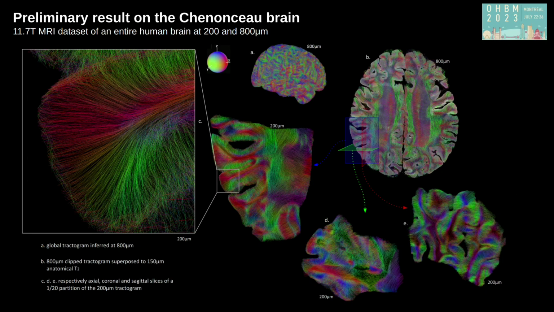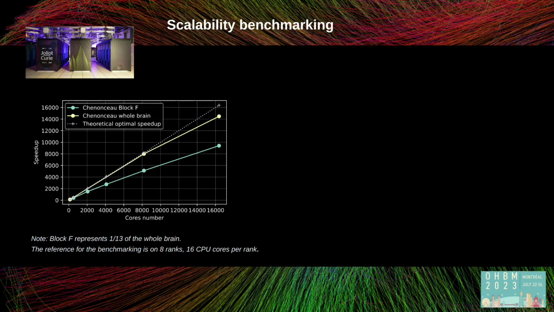These results were obtained in a 1 hour computation on 20 nodes with each 128 CPU cores, meaning around 2,500 CPU cores globally. We additionally performed some scalability tests to evaluate the algorithm behavior on large datasets.